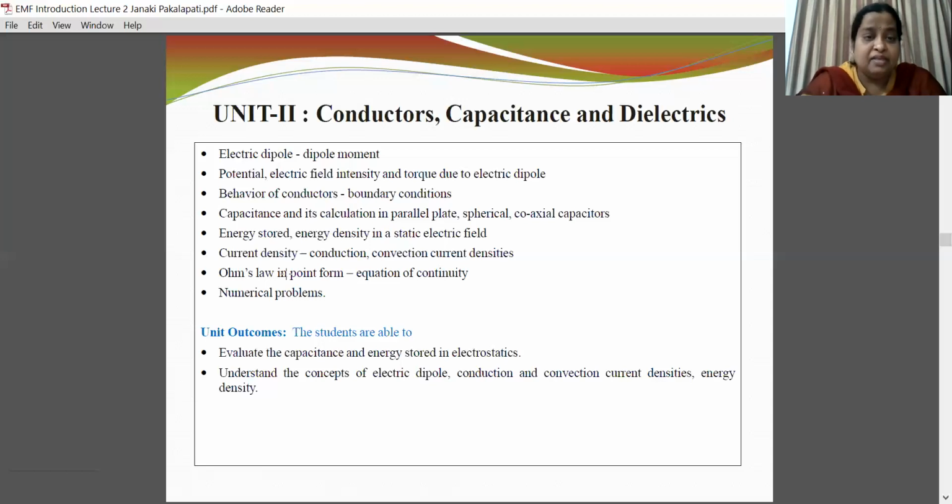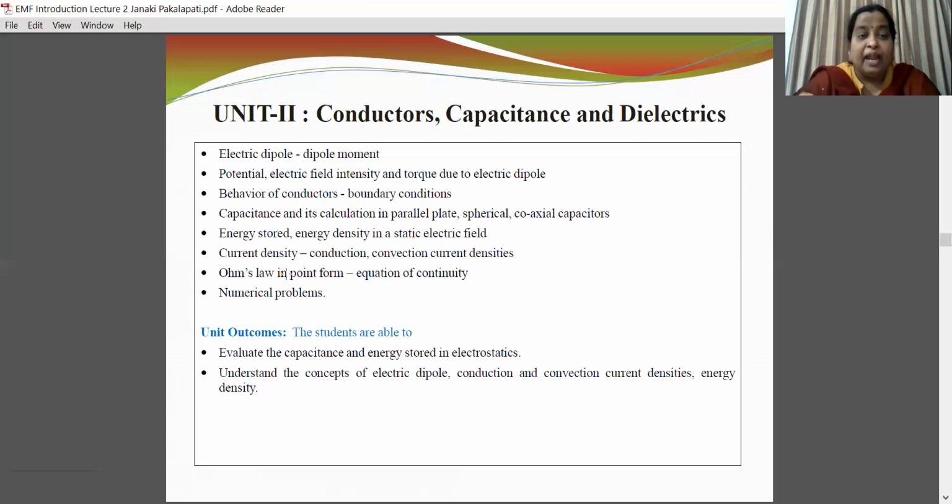Next comes capacitance and its calculations in parallel plate, spherical, and coaxial capacitors. You already know that if you have a single capacitor and another capacitor connected in parallel, you know the equivalent capacitance of parallel plate capacitors. In a similar way, you know how they are connected in series and what the equivalent capacitance is. Capacitance is not only in series or in parallel, but some capacitors are also spherical, or maybe coaxial. So let us discuss in detail the capacitance calculations for those structures too.